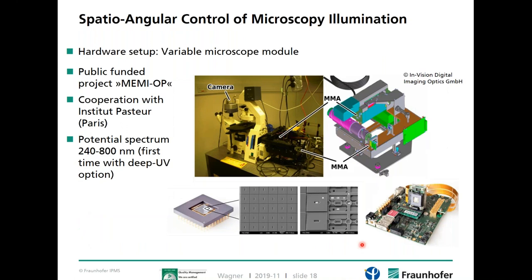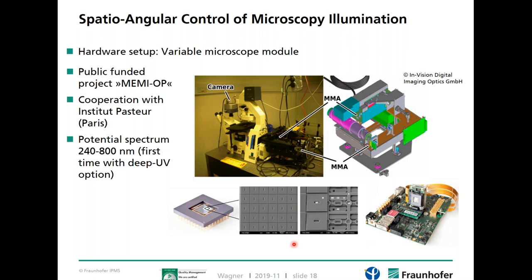Another example, and this is more on a development level, this is spatial angular control of a microscopy illumination, and this stems from several publicly funded projects, also together on the application side with Institut Pasteur in Paris. And the idea here is to use two SLMs, incorporate that into an illumination for a microscope. And you see some lab prototype over here.